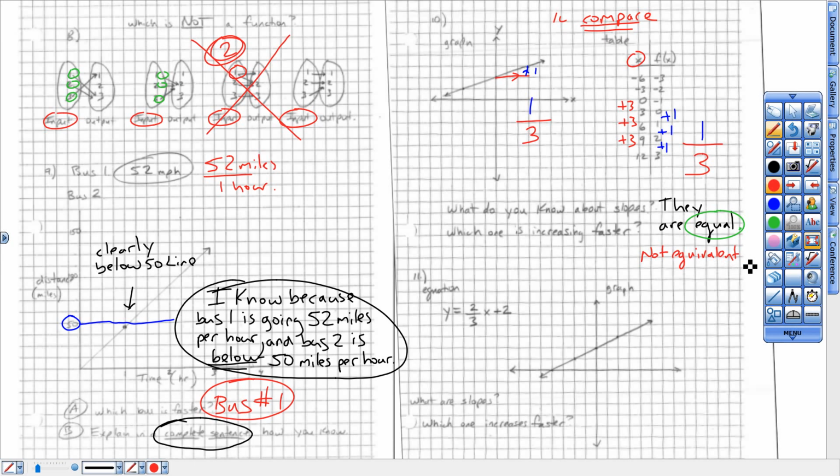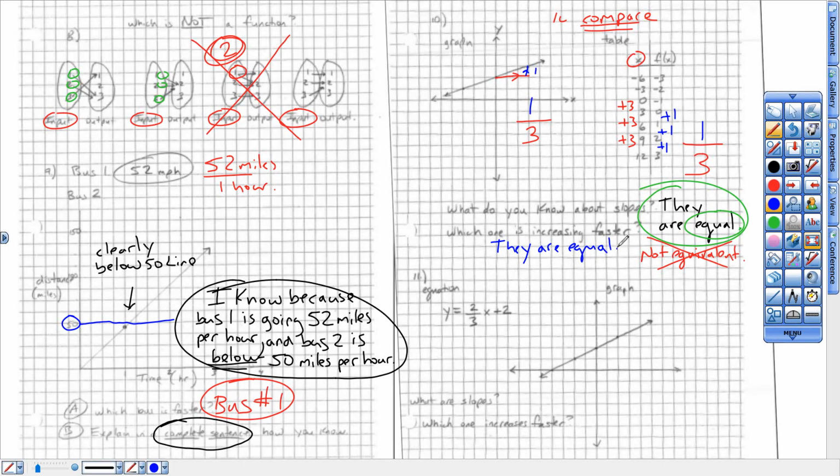Remember, if I wanted equivalent, I would have something like this, maybe times both by 5 or something, and get 5 over 15. That right there is equivalent. But again, if you look, that is exactly equal. They're equal. All right, next, which one is increasing faster? They are equal, you could write if you want.